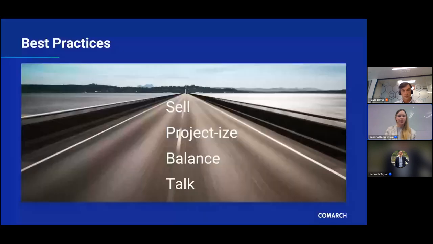Now let's listen to Pavlo about also best practices that we can have when implementing invoicing and e-reporting in our organizations. Thanks, Joanna. And this is quite a cryptic slide, so I would need your attention.